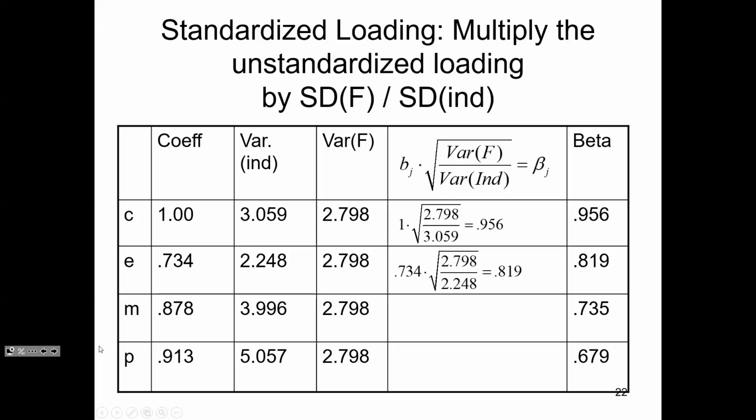So to get the standardized loading, this is totally analogous to how you get a standardized regression coefficient in regression. Except now we've got a factor and an indicator rather than an independent variable and a dependent variable. The factor is like our independent variable, the indicator is like our dependent variable. So we're going to take the unstandardized loading and multiply it by the standard deviation of the factor divided by the standard deviation of the indicator.